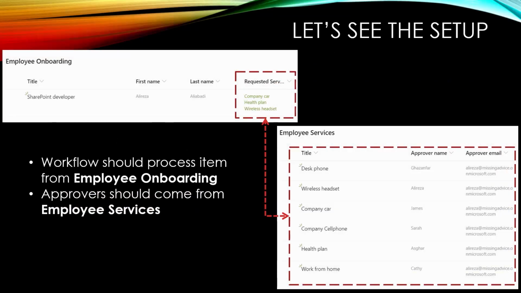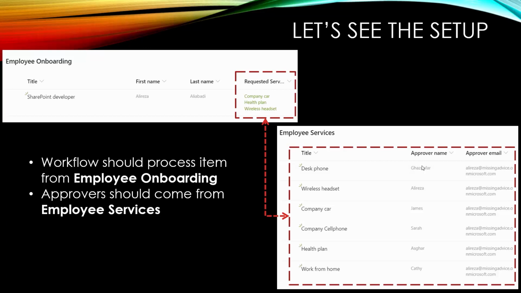To go through this scenario, I created two lists inside SharePoint. The main list that we are working with is going to be employee onboarding. So when a new employee joins, we create a list item here: the job title, first name, last name, and the service requests like company car, health plan, wireless headset, or anything else. And these items are picked from this lookup list inside SharePoint, inside the same site, from a list called employee services that has a complete list of available services with the approver name and approver email.